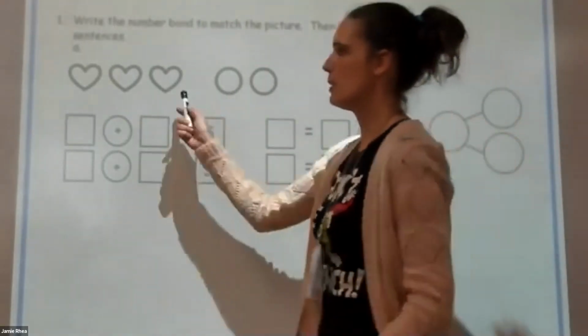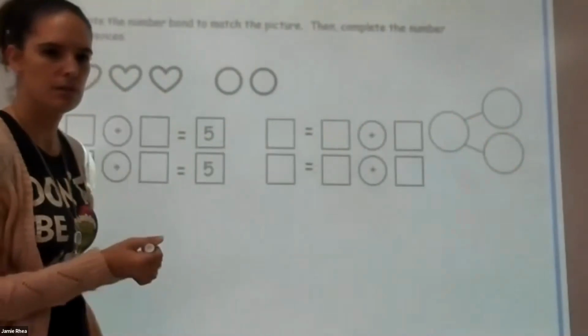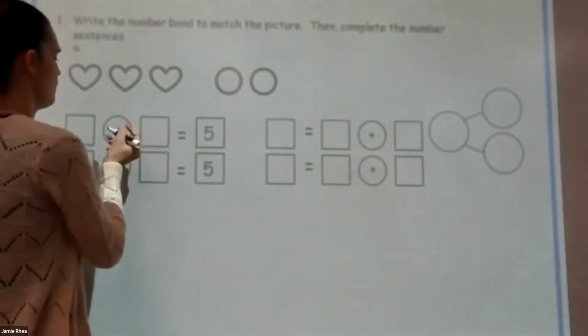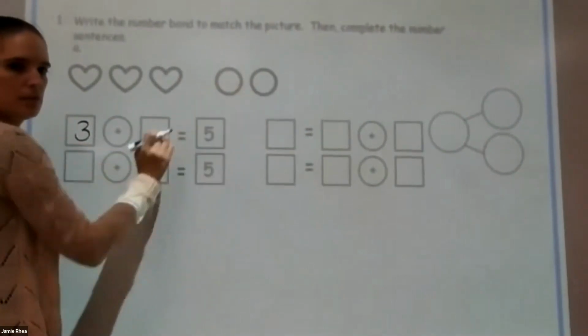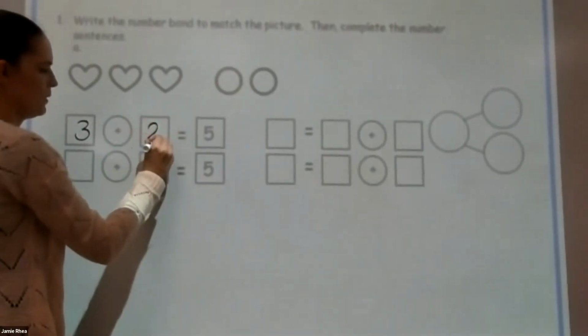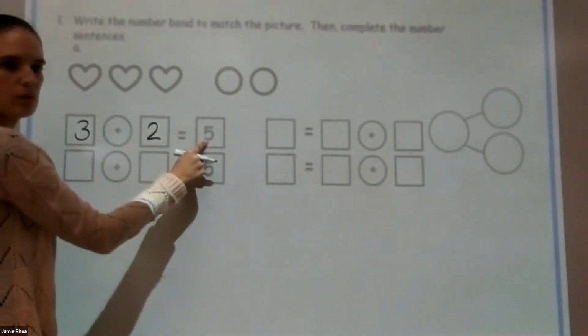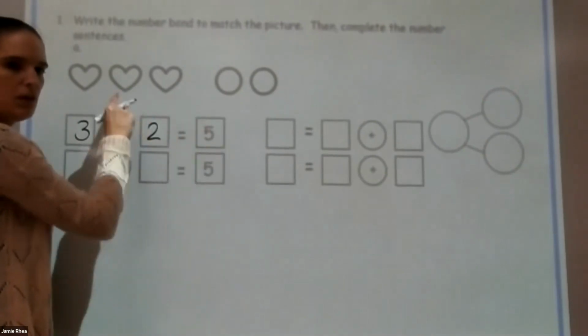So let's start up here. How many hearts do I have? 3. I have 3 hearts. How many circles do I have? 2. 3 plus 2 equals 5. If you didn't know that, you could count them.